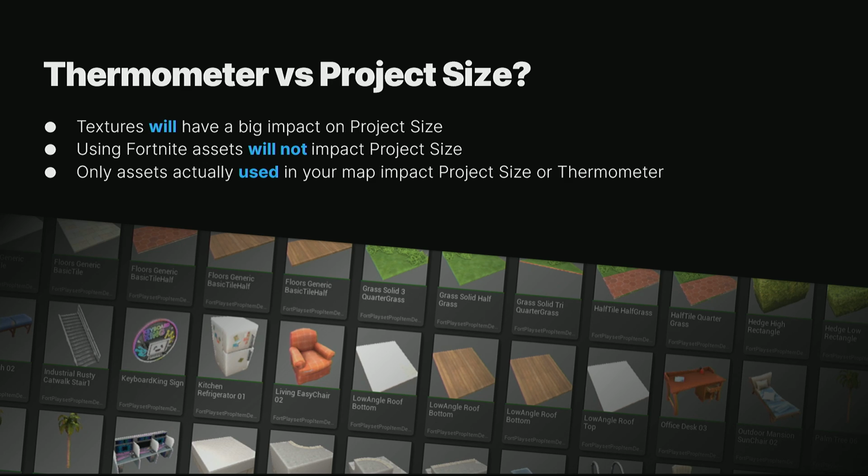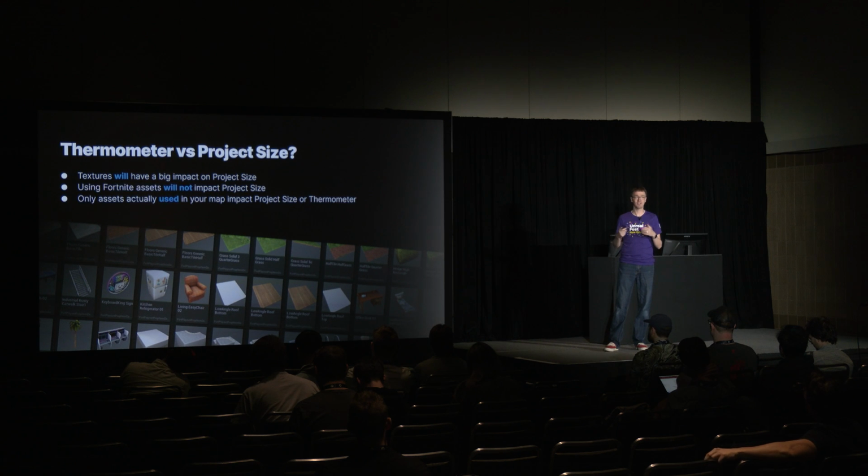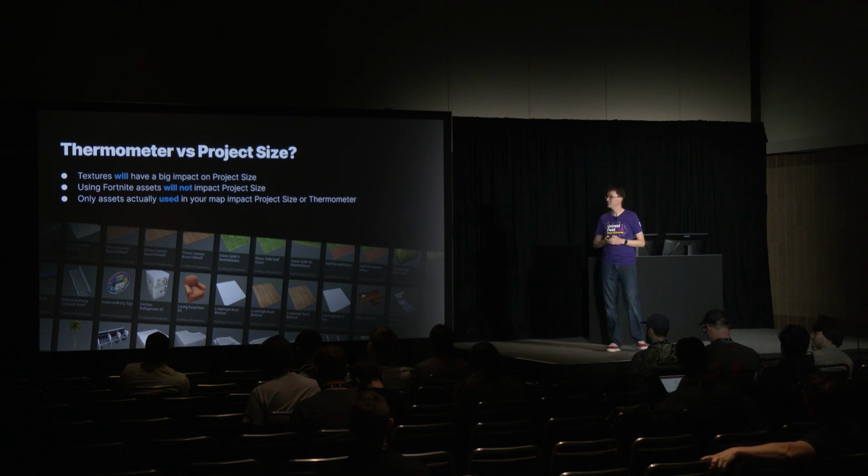Similarly, if you use Fortnite assets that are already in the game, those will not impact your project size because you're not having to download that mesh. It already exists in the application, but it will impact your memory, your thermometer usage, because it has to be loaded from that data into the game when you're using it. So using a custom asset or a Fortnite asset, they'll have similar impacts on the memory usage, but they'll have a very different impact on the project size. You have to keep these things in mind when you're trying to address clearing these bars.